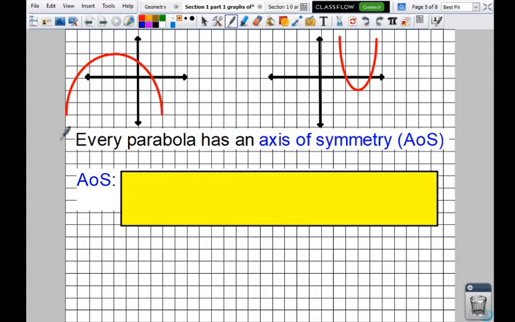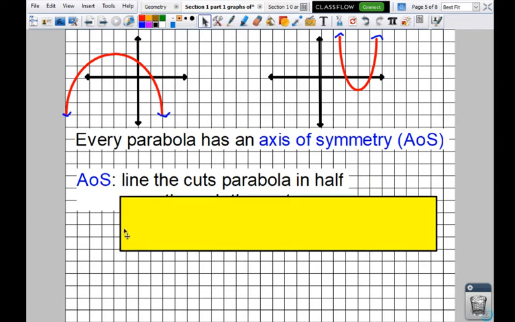Okay. So we talked about how every parabola has a vertex. Every parabola also has what's called an axis of symmetry, which is really kind of a pain to spell, so I abbreviate it as AOS with a little o. And what this is, it is a line that cuts our parabola in half.